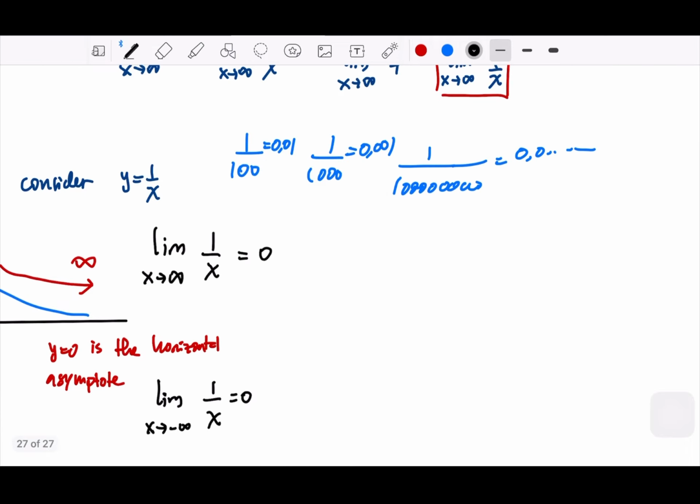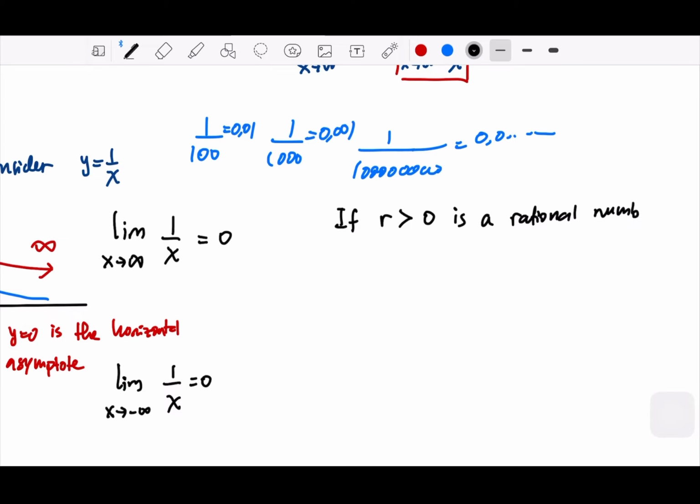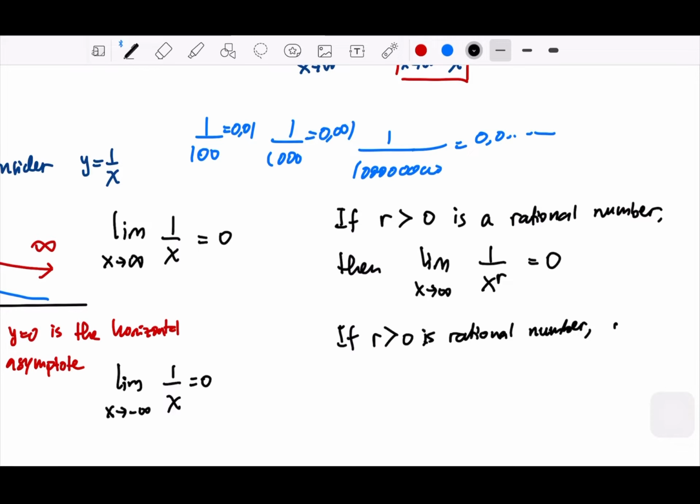Now, a small theorem about this 1 over x we can write. Let me write r first. Let's say r is a rational number. Then the limit as x approaching infinity of 1 over x to the power of r is equal to 0. And then if r is a positive rational number, such that x to the power of r is defined for all x.